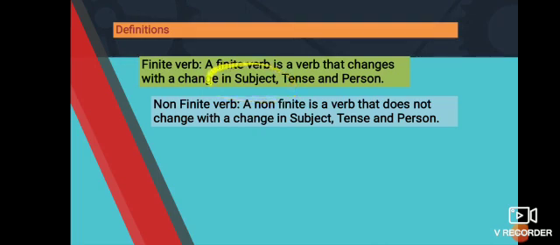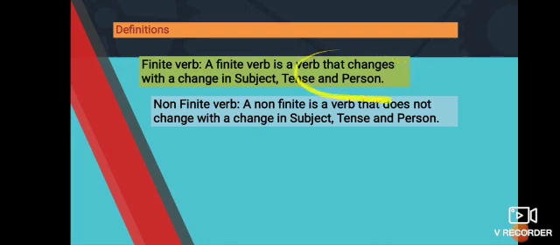So the finite verb keeps changing with the change in number, and with tense: present, past and future. That is, I am learning, I was learning and I will be learning. So the finite verb keeps on changing with the tense also. The finite verb also changes with the change in person, that is first person, second person and third person. So it is I am happy, you are happy and she is happy.